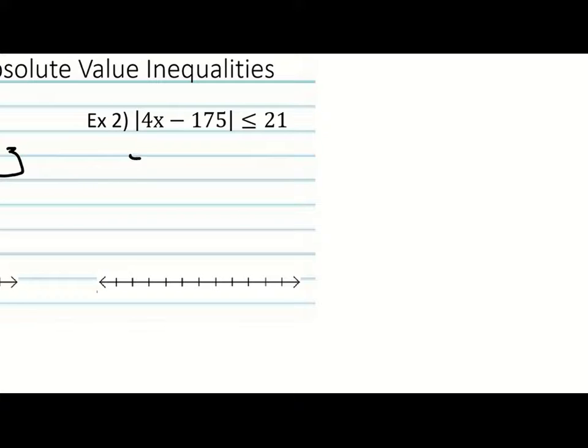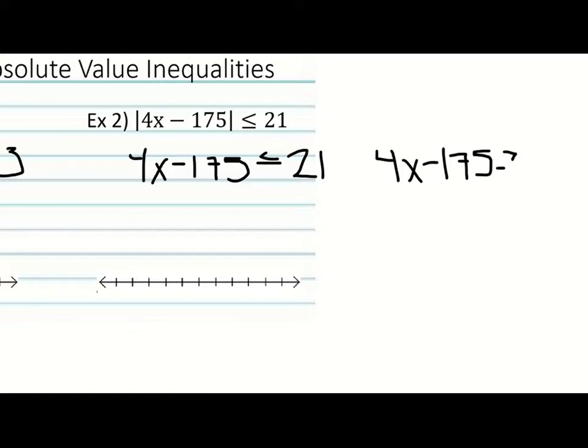One where what's on the inside, 4x minus 175, is less than or equal to 21. And one where what's on the inside, 4x minus 175, is greater than or equal to -21. So again, when I rewrite this so I have a positive and negative, I've got to flip the symbol when I change the sign. So this is now greater than or equal on the right. Then I'll solve each inequality.